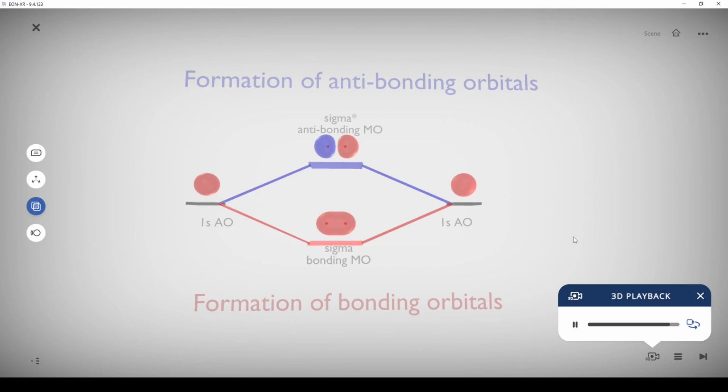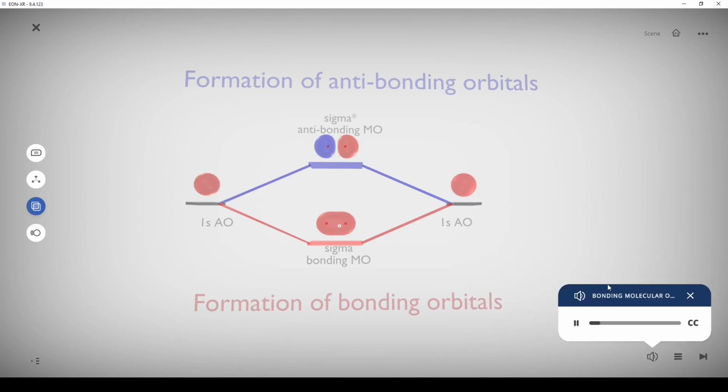Now if you look at the antibonding orbital, you see there's no electron density between the two hydrogens. So if you've got electrons in the antibonding orbital, it decreases your bond order and it destabilizes the bond.